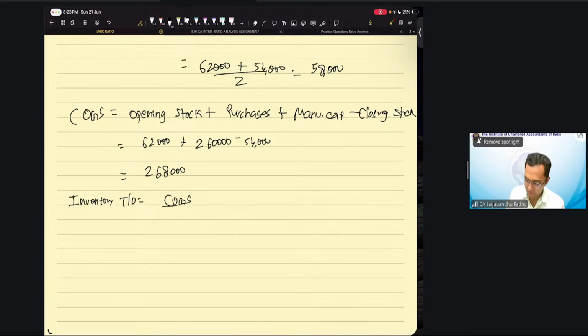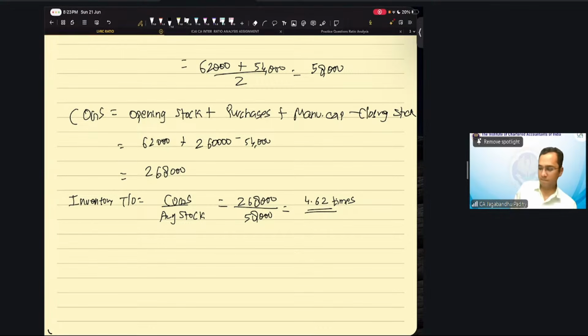And then we have the inventory turnover. Inventory turnover is COGS upon average stock. COGS is 2,68,000 divided by average stock 58,000. So 2,68,000 divided by 58,000, which is 4.62 times. So inventory turnover is 4.62 times. Yep, got it.